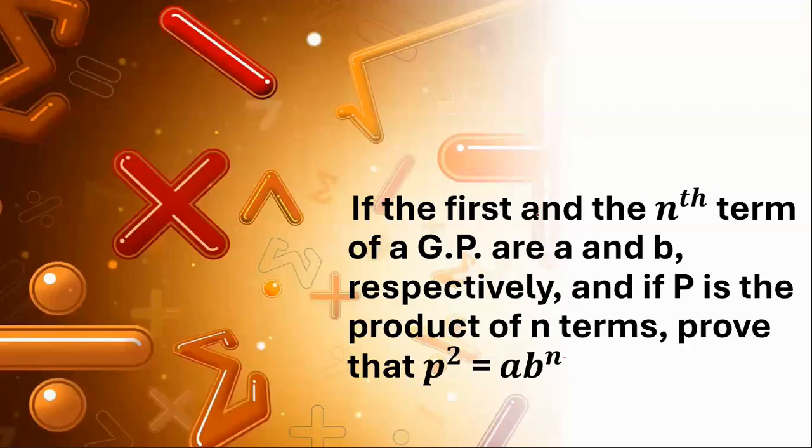The question is: if the first and the nth term of a GP are A and B. So basically, let's talk a little about the GP. So what is a GP? It is a sequence in which the ratio of two consecutive terms is the same.